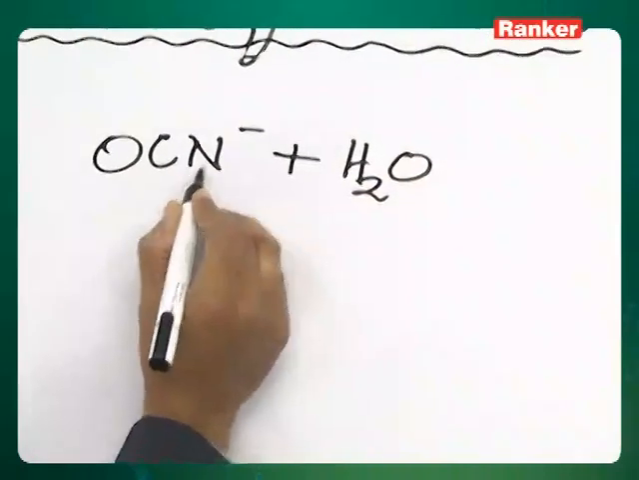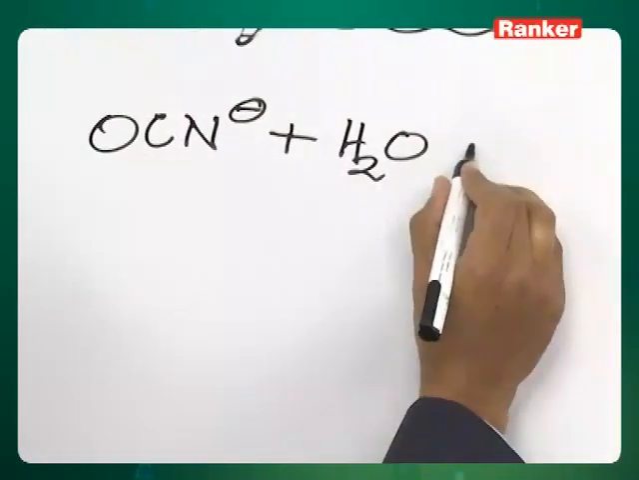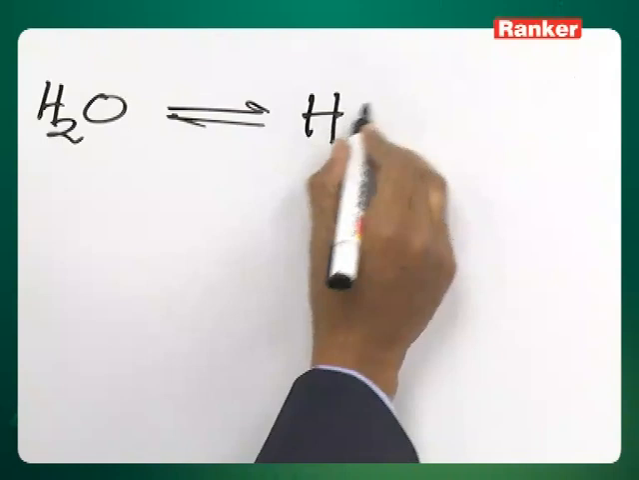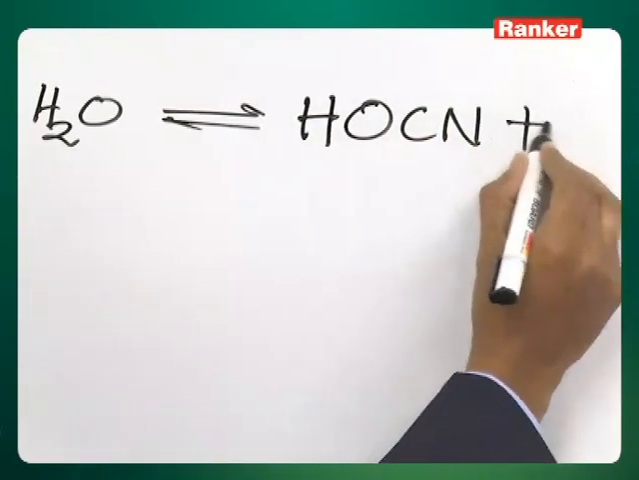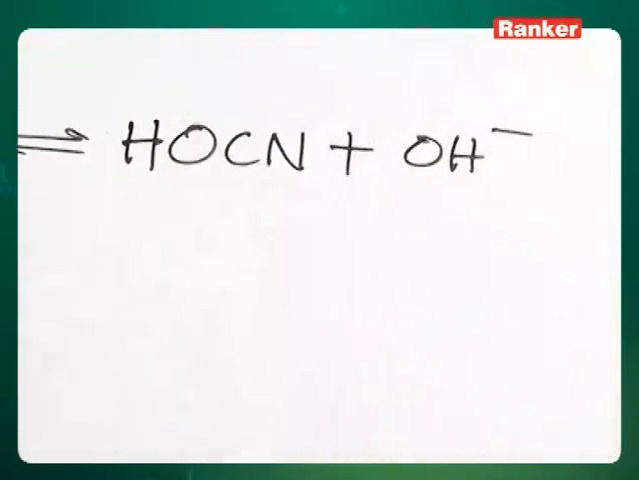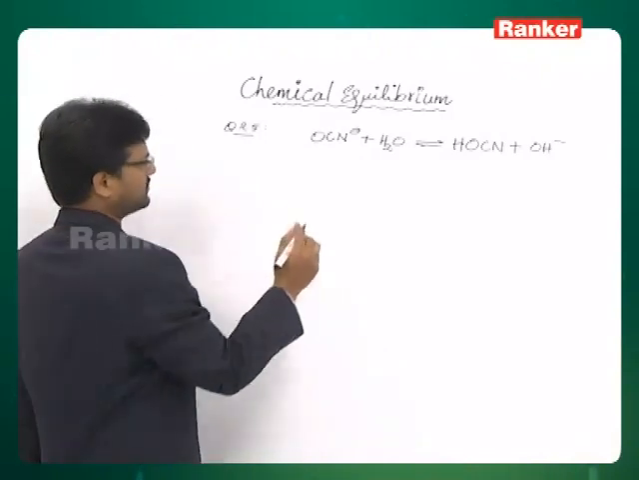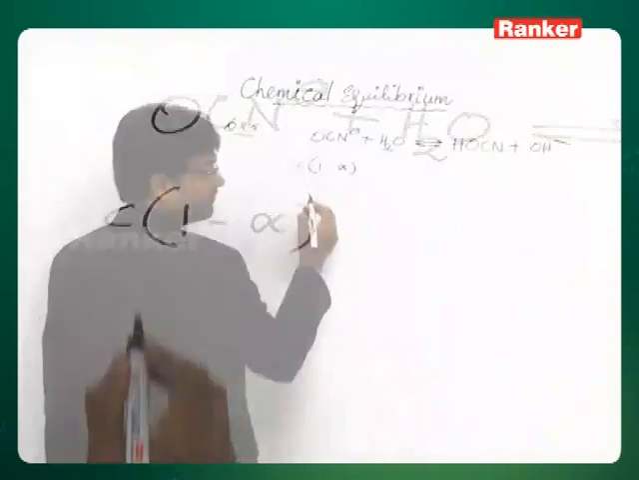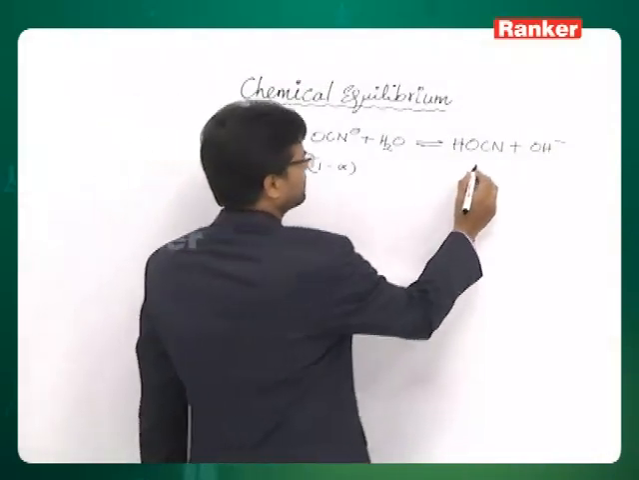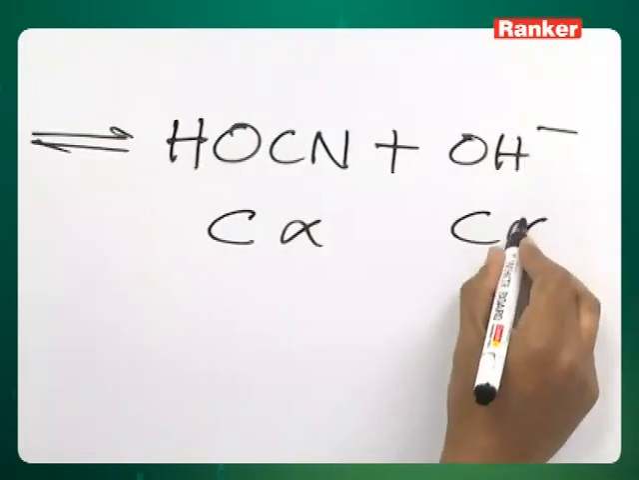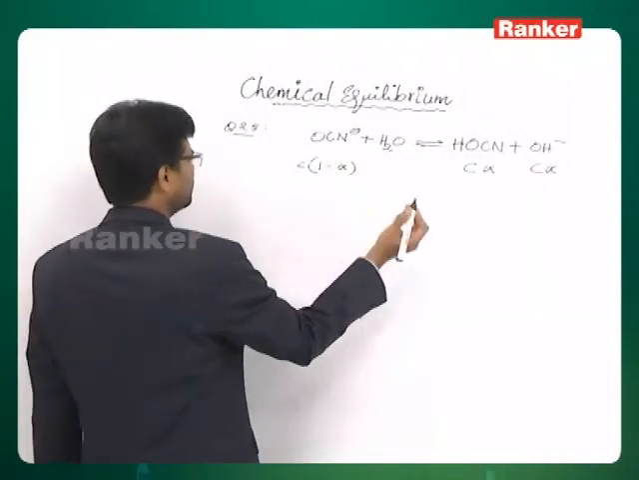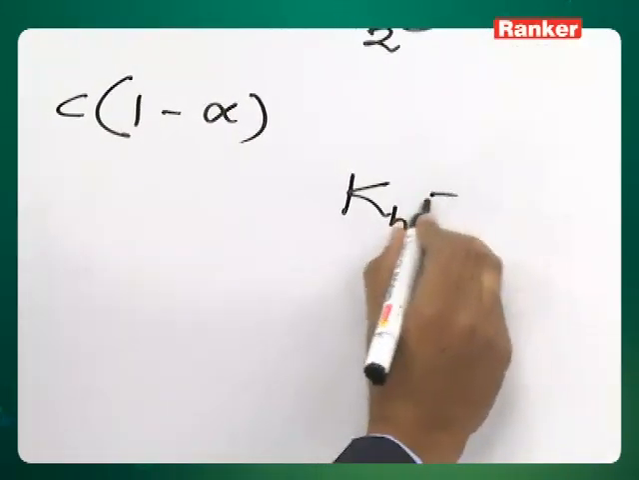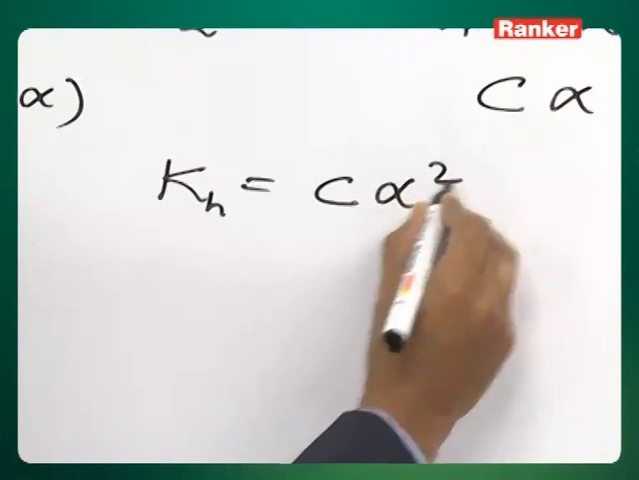This is a conjugate of a weak acid, so it's a strong base. It reacts with water and gives OH minus. This is the reaction which takes place. So you can put it as C into 1 minus alpha, where alpha is the degree of hydrolysis. This is C alpha, this is C alpha. So you get Kh equals C alpha square.